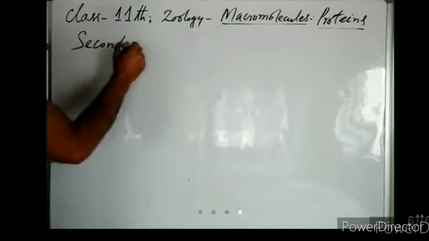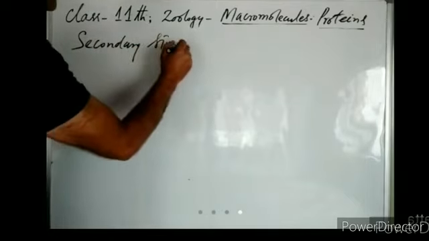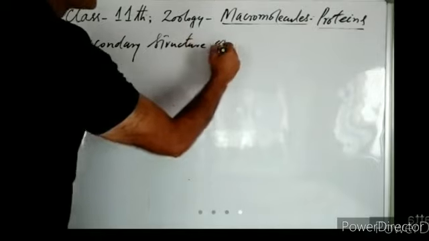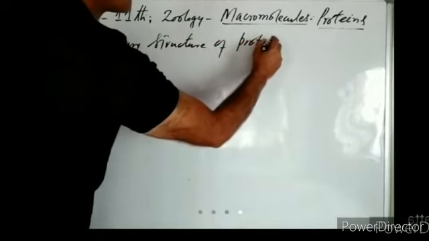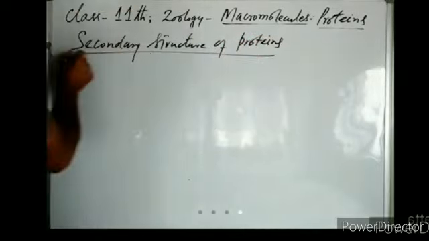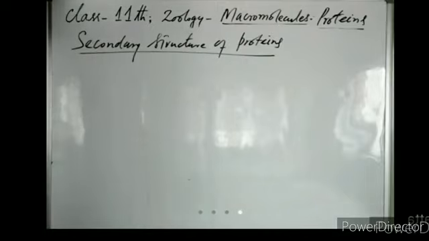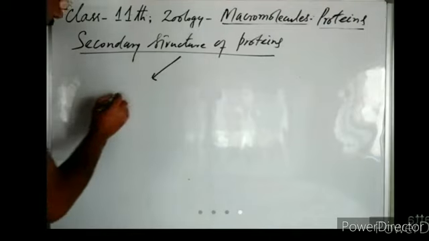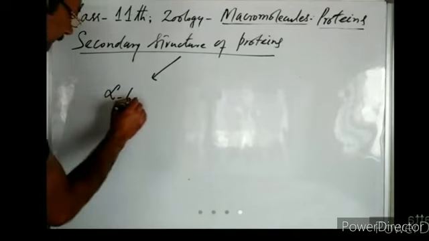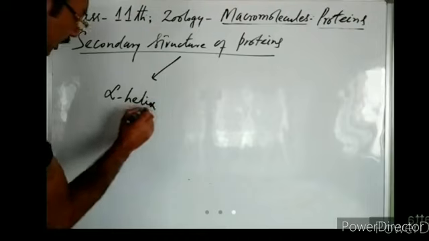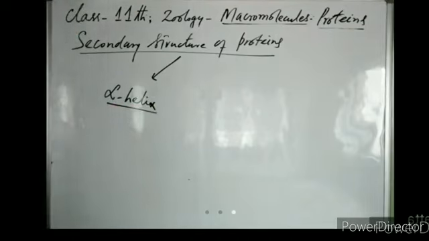In secondary structure, a protein exists in three different forms. Now we will see the secondary structure of protein. In secondary structure, a protein may be in the form of an alpha helix.